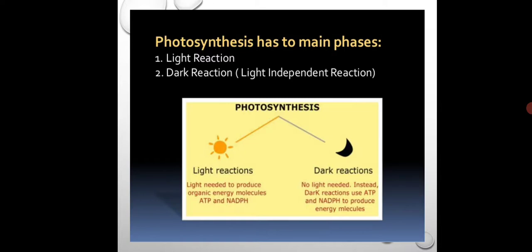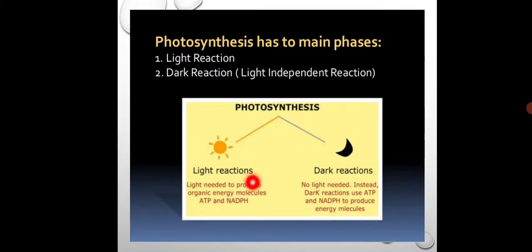As I told you, photosynthesis is carried out in two stages. First is the light reaction and second is the dark reaction. Dark reaction is also known as the light independent reaction, and light reaction is also known as the light dependent reaction. As it depends on light, it is known as light dependent reaction. And the dark reaction is light independent; there is no involvement of light. So this Calvin cycle comes under the dark reaction.